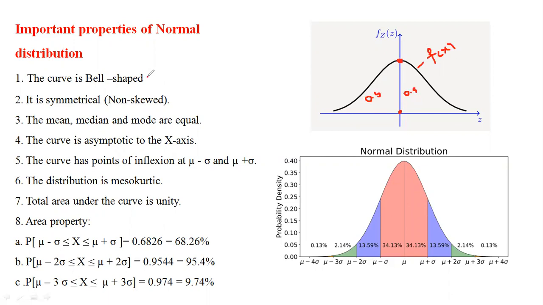So here the distribution will be a bell shaped curve like this. When the mean, median, and mode are the same, then the shape of the curve will be like this, and it is symmetrical, non skewed. So this curve is symmetrical, and the mean, median, mode are all equal. Already we discussed, the curve is asymptotic to the x-axis. Then the curve has points of inflection at mu minus sigma and mu plus sigma. So the distribution is mesokurtic.